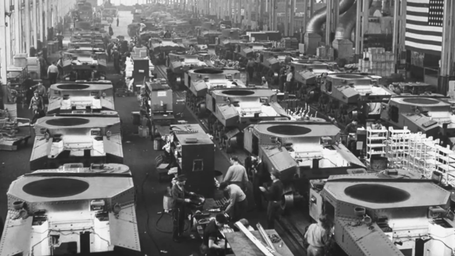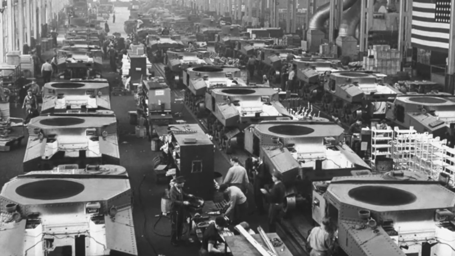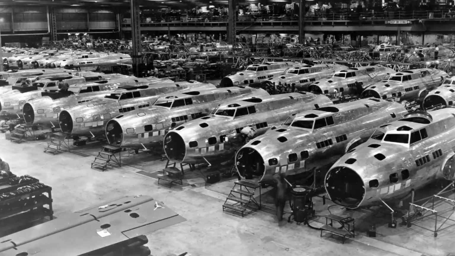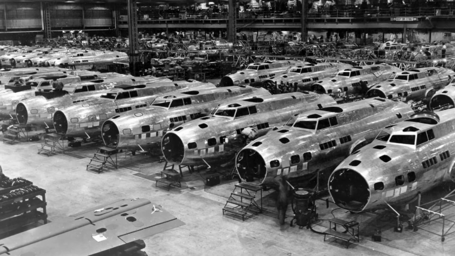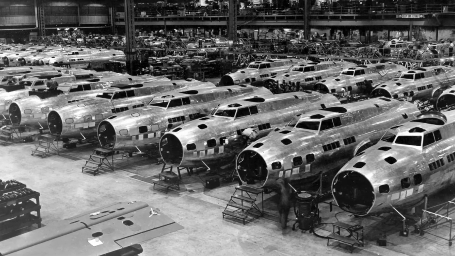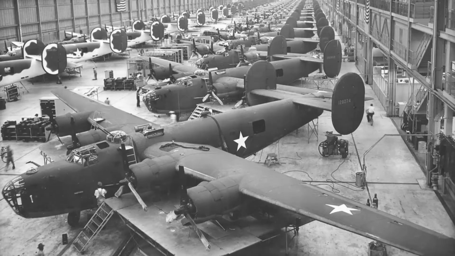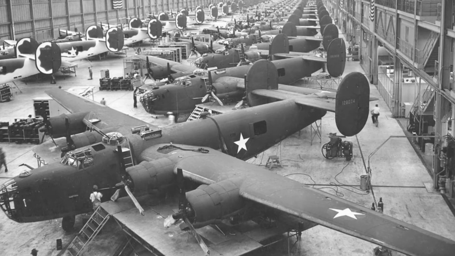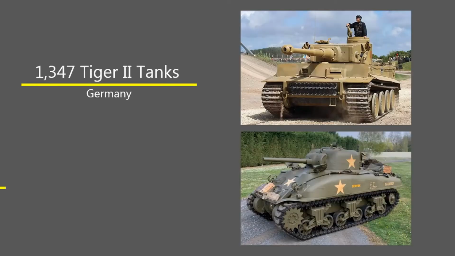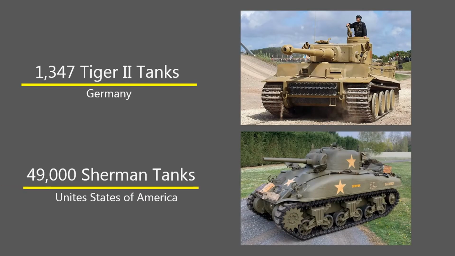During the war, the U.S. production of machine tools tripled, and thousands of ships, tanks, and airplanes were built in facilities which did not exist before the war. All throughout the war, the Germans only built 1,347 Tiger tanks. The United States, meanwhile, built 49,000 Sherman tanks.